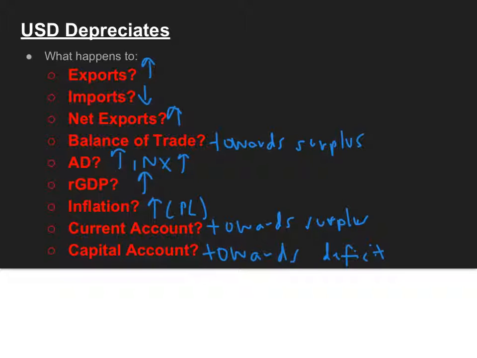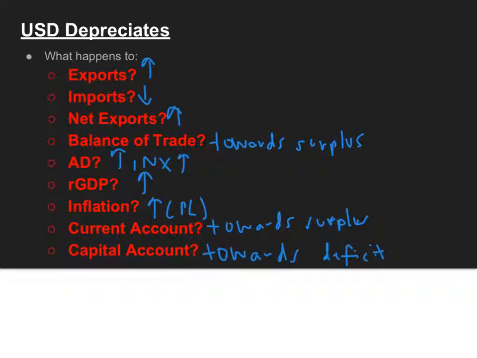So with the dollar being relatively cheaper, foreigners are going to buy more of our goods because they're now relatively cheaper. So exports rise, imports fall as the US dollar loses value. We are able to buy less foreign goods. Because of those two effects, the net exports rise because net exports equal exports minus imports. The balance of trade moves towards a surplus because it's the same thing really as net exports for the most part.